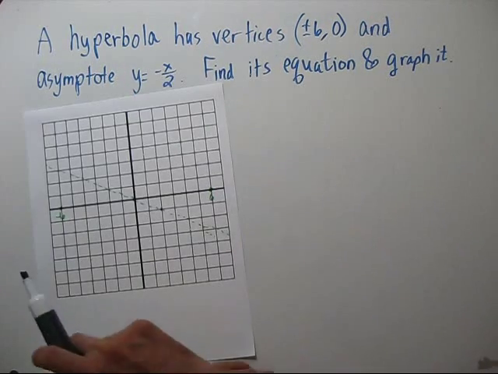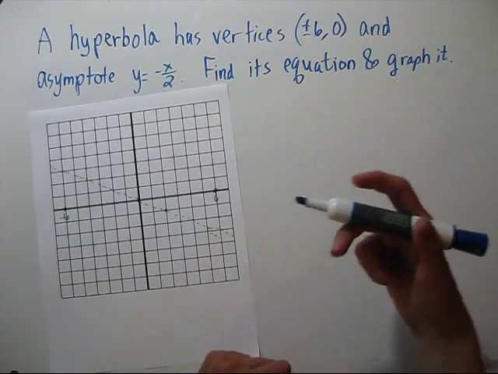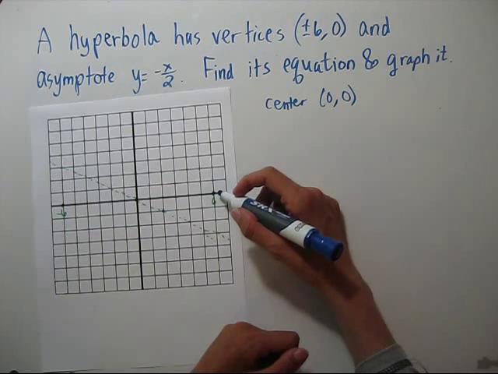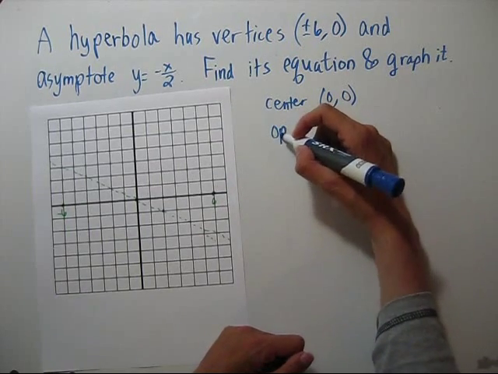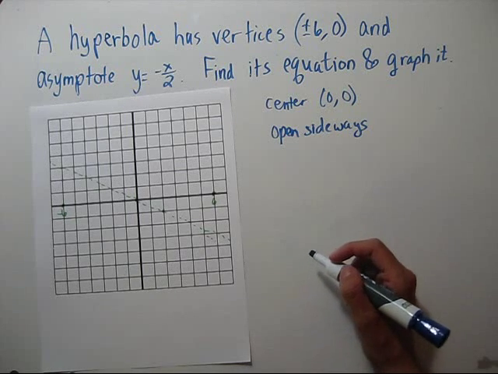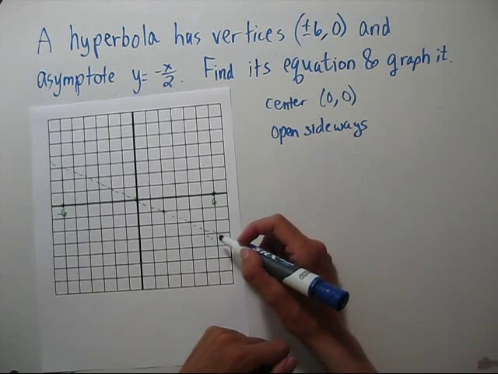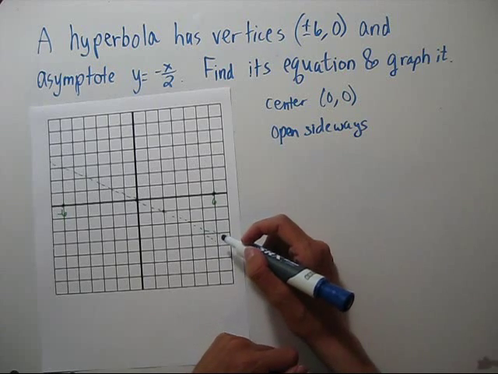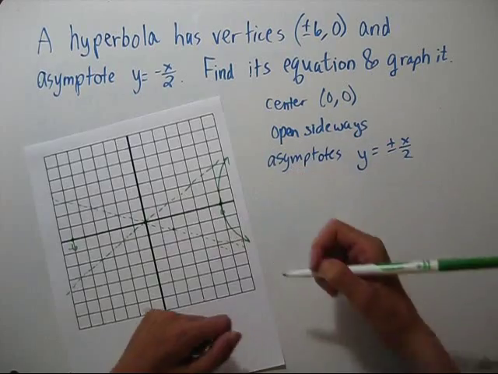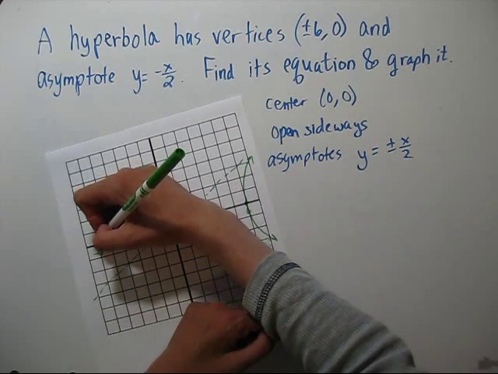Our center will be halfway between the vertices, and because our vertices are on the x-axis, we're going to open sideways rather than up and down. We will also have another asymptote with the exact opposite slope, so y equals x over 2 is also an asymptote. So we have enough information to graph it now.